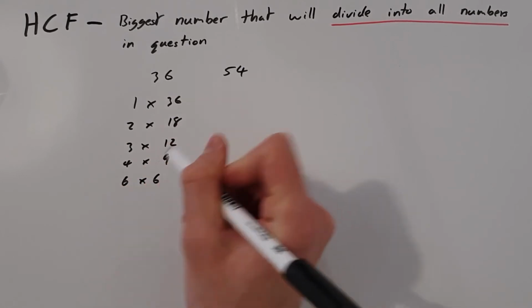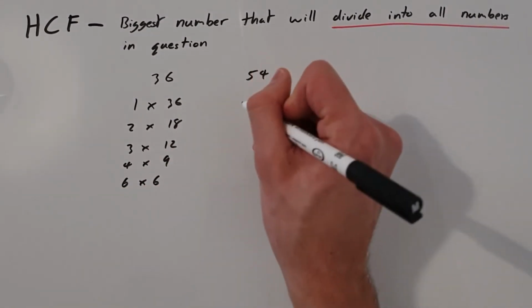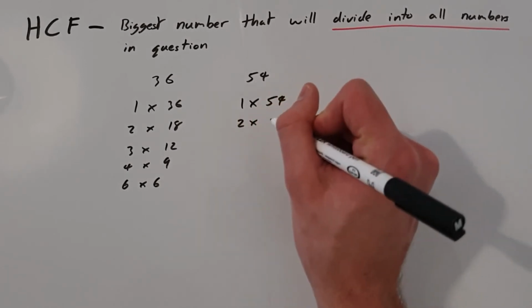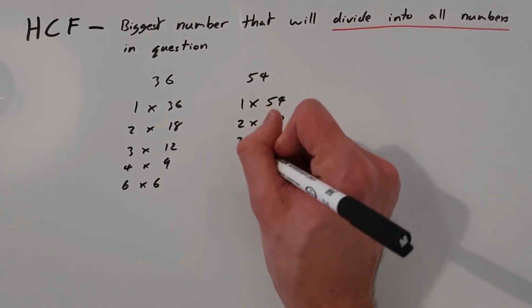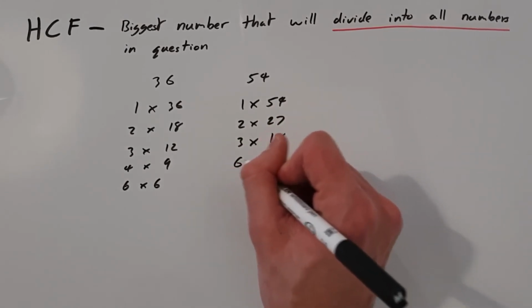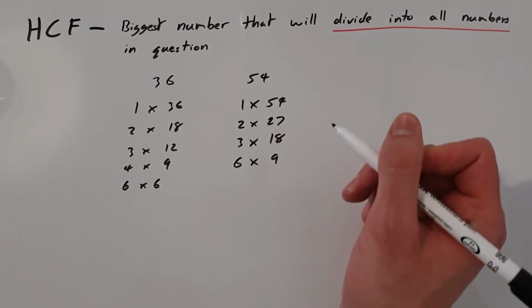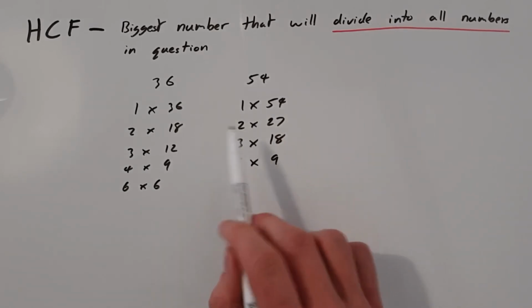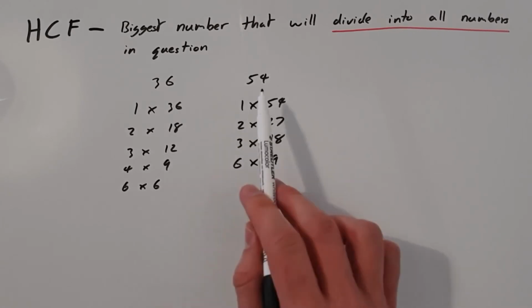Okay, so moving on to 54 then, the first one will be 1 times 54. Next one, 2 times 27. Next one, 3 times 18. And the last one, 6 times 9. So now we have basically all the numbers that make up the factors for these two numbers, 36 and 54.